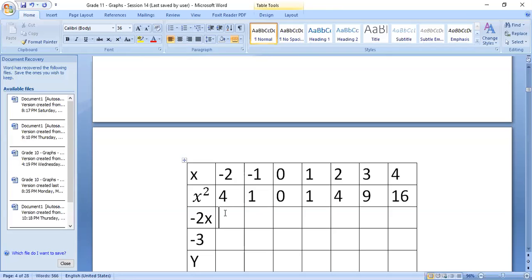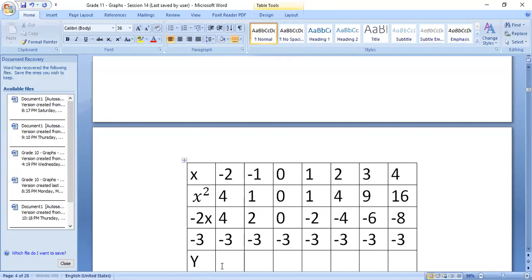This row, when you are going to complete this row, you have to multiply the x values by -2. Negative 2 times -2 will be +4. -2 into -1 is +2. -2 into 0 is 0. Here -2 times +1 is negative 2. The values will be -3.